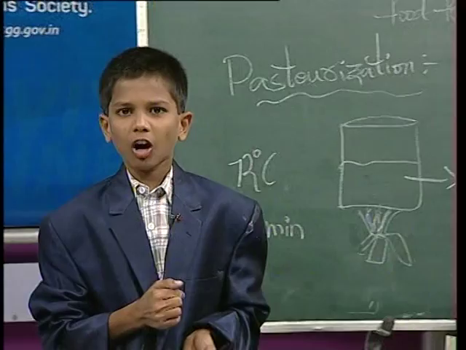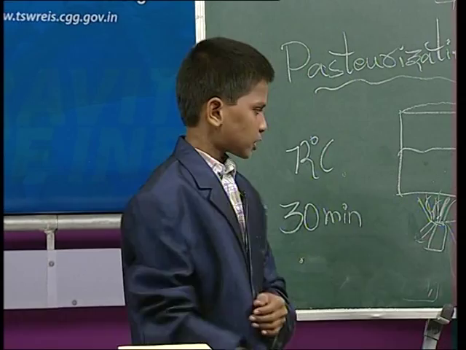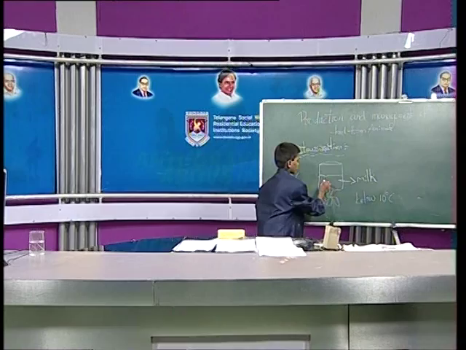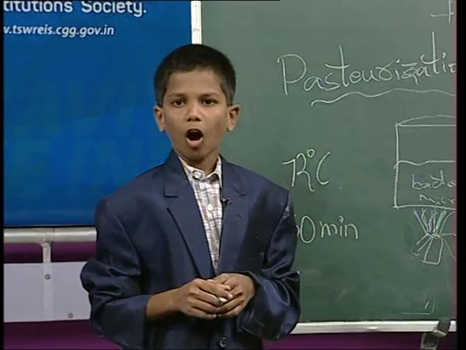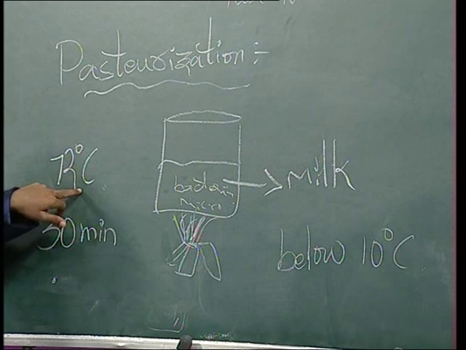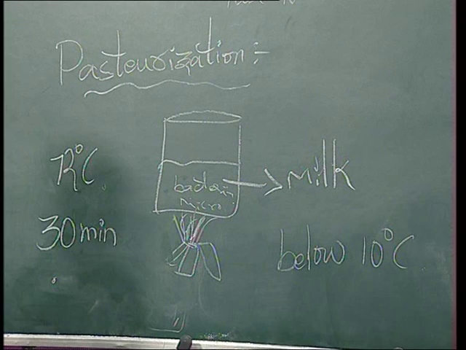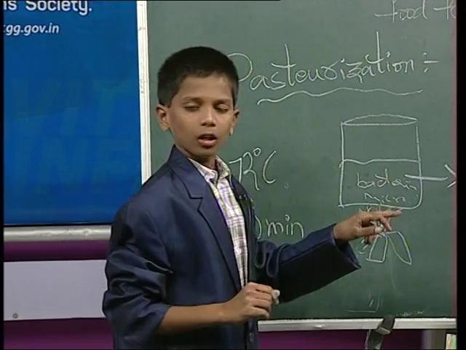And also, why do we want to do the pasteurization? First of all, we have so many bacteria and microorganisms in the milk. How can we remove the bacteria and microorganisms? We heat the milk at a definite temperature, 72 degrees Celsius, and for a definite period, 30 minutes, and after this cool it. If you cool it to 0 degrees Celsius, again the bacteria and microorganisms form in the milk. So you must cool it to below 10 degrees Celsius only, not 0 degrees Celsius.